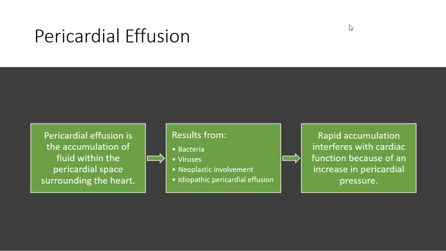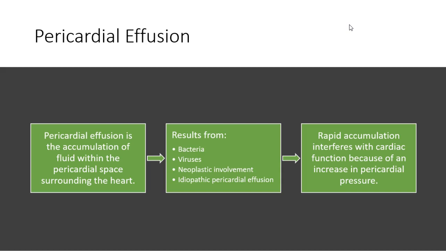Pericardial effusion is the accumulation of fluid in the pericardial space surrounding the heart. It can be from bacteria, viruses, neoplastic involvement, idiopathic pericardial effusion, and its rapid accumulation interferes with cardiac function because of an increased pericardial pressure. So the heart is getting squished by the fluid.